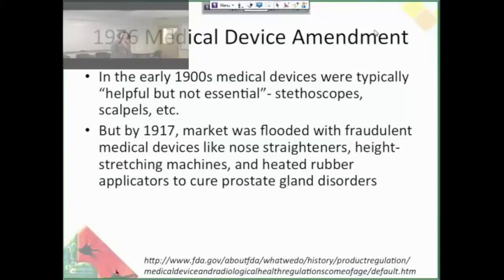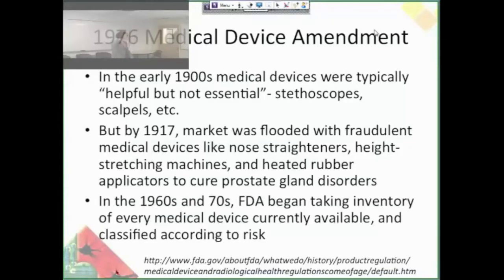By 1917, the market was flooded with fraudulent medical devices that were dangerous and didn't do what they said they were going to do. So we had nose straighteners, height-stretching machines, and rubber applicators to cure prostate gland disorders, and none of these actually worked. And the FDA knew that they needed to do something about it, and so they started trying to push Congress to make some laws about regulation, and Congress couldn't agree, which never happens.